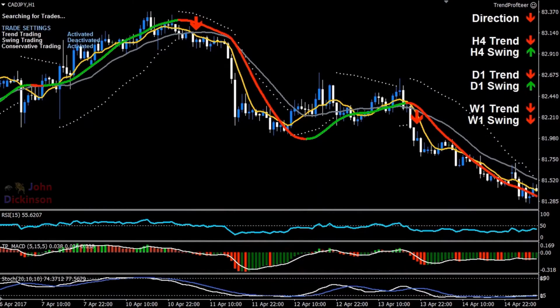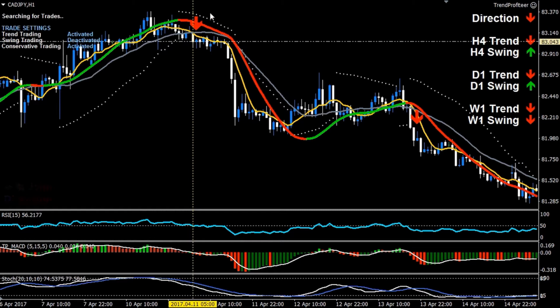Hi, I'm Michael Newrock, and this is a trend trade conservative sell trade example on the 1 hour time frame. Of course, you can use Trend Profiteer on all time frames. This is the example that we're looking at, the bar that created the signal.